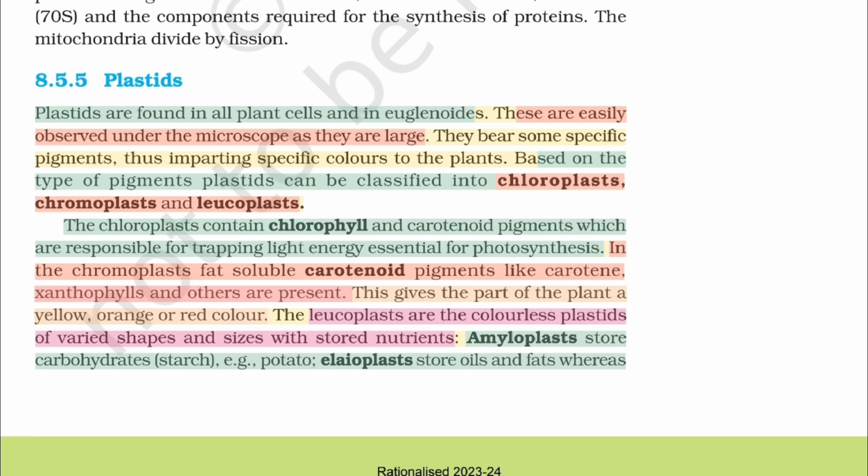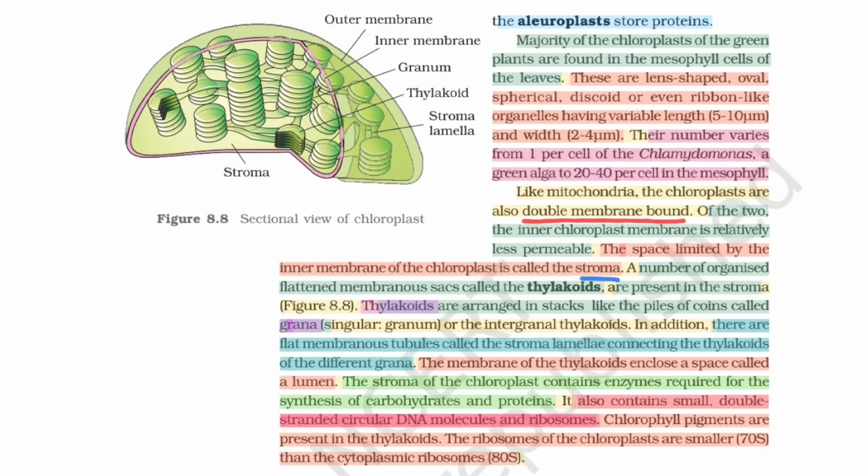The leucoplasts are the colorless plastids of varied shapes and sizes with stored nutrients. Amyloplasts store carbohydrates, starch, for example, potato. Elaioplasts store oils and fats, whereas the aleuroplasts store proteins. Majority of the chloroplasts of the green plants are found in the mesophyll cells of the leaves. These are lens-shaped, oval, spherical, discoid or even ribbon-like organelles having variable length, 5 to 10 micrometer, and width, 2 to 4 micrometer. Their number varies from 1 per cell of the Chlamydomonas, a green alga, to 20 to 40 per cell in the mesophyll.